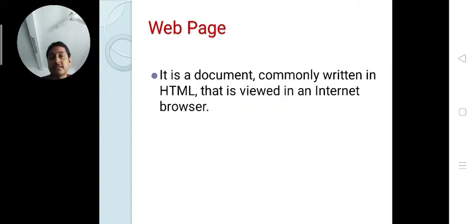Web page is a part of a website. A website may contain a single web page or multiple web pages. So a web page is an HTML document, a web document commonly written in HTML that is viewed in an internet browser. Okay.